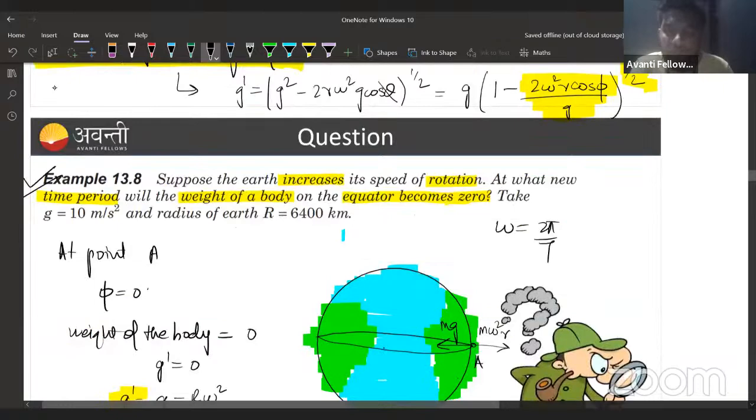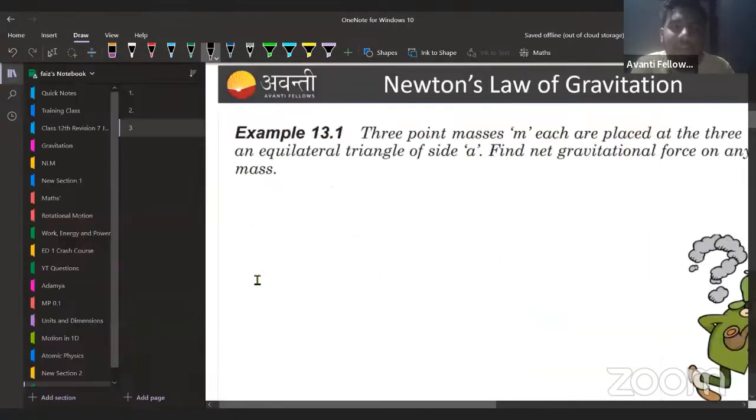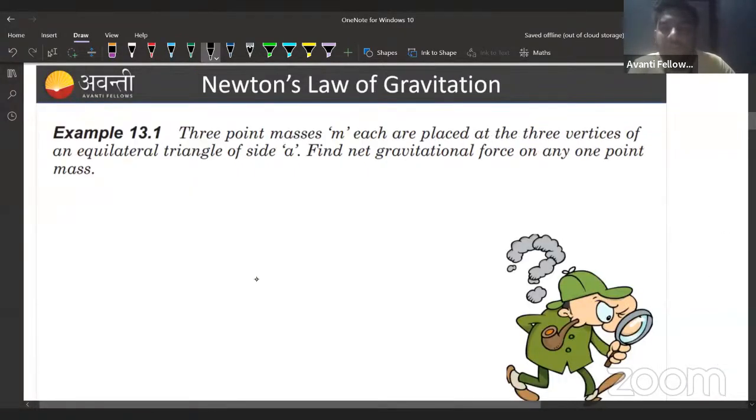Now what we are going to do is solve a few more questions so that you have a grasp. The first question is related to Newton's laws of gravitation. The question is: three point masses, m each, are placed at the three vertices of an equilateral triangle of side a. Find the net gravitational force on any one point mass.